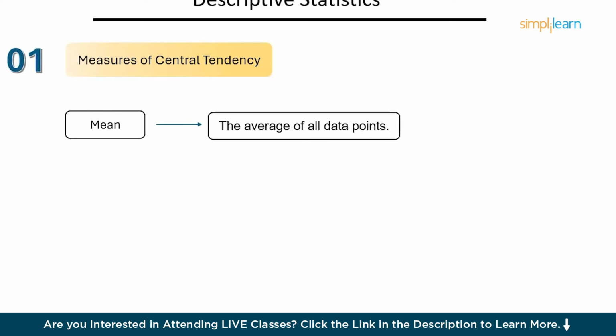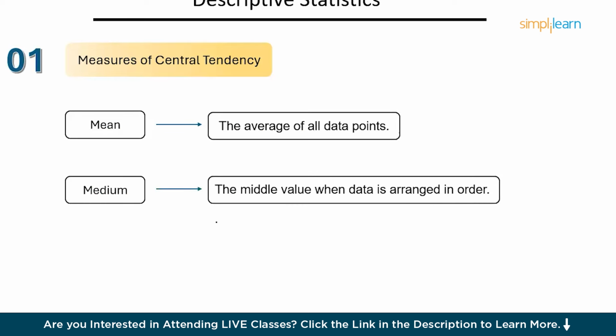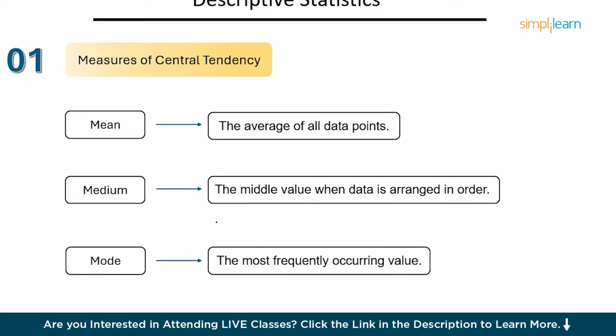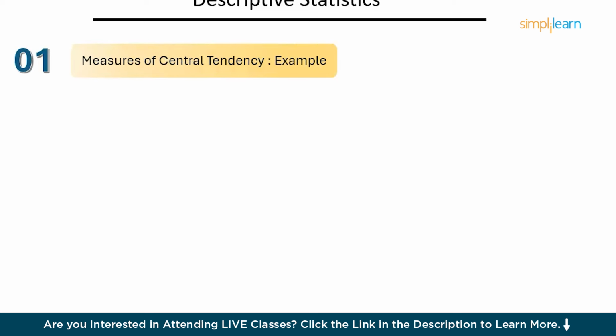The first one is mean, the average of all data points. The second one is median, the middle value when data is arranged in order. The third one is mode, the most frequently occurring value. Let's break down the measures of central tendency, mean, median, and mode, with an example.